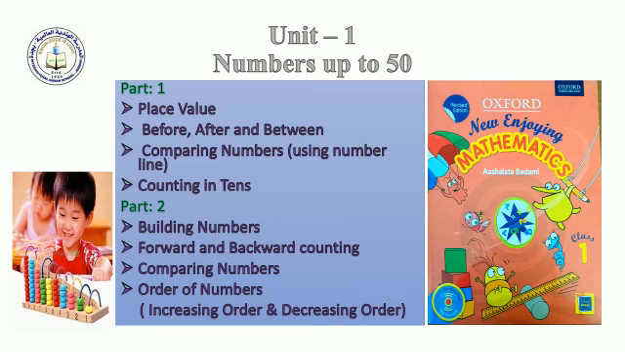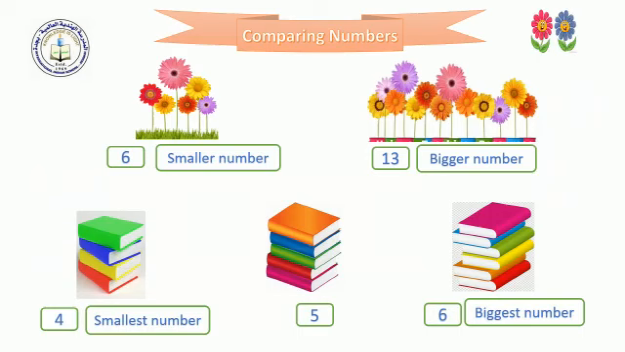So let's begin. Comparing numbers. Compare means to examine the difference between numbers, quantities, or value. When we compare two things, we use words such as smaller or bigger. Now here in the picture you can see there are 6 flowers in one group and 13 flowers in another group. Now can you compare the numbers 6 and 13, children? Yes, number 6 is smaller than 13, or we can say number 13 is bigger than 6.